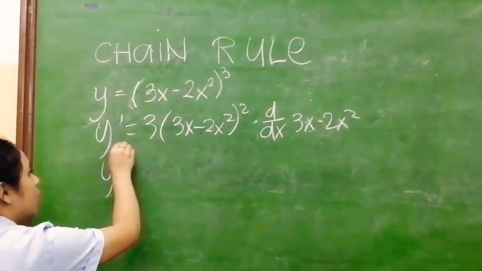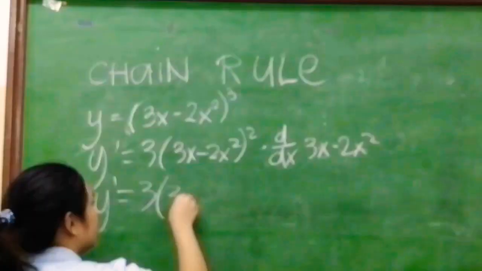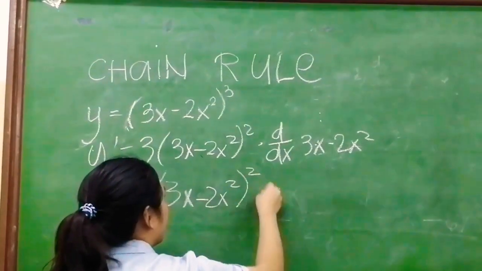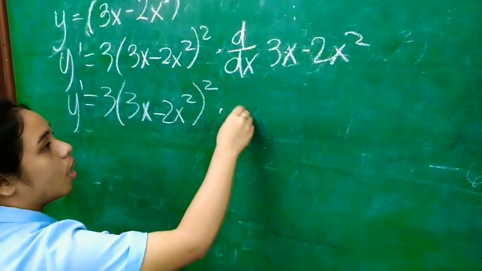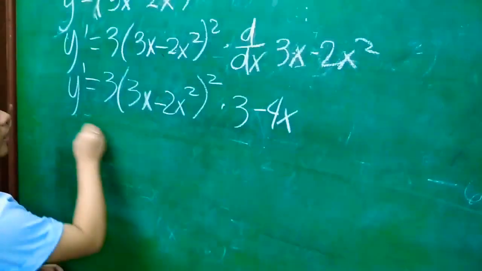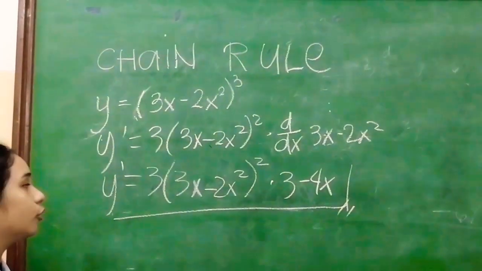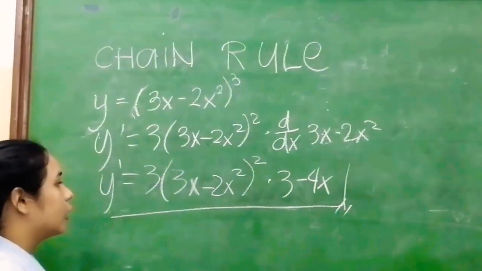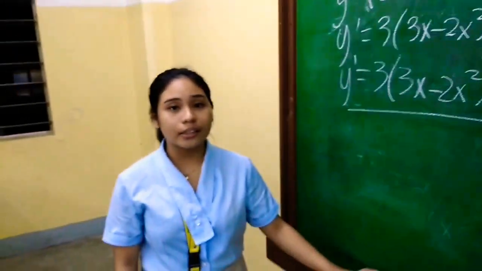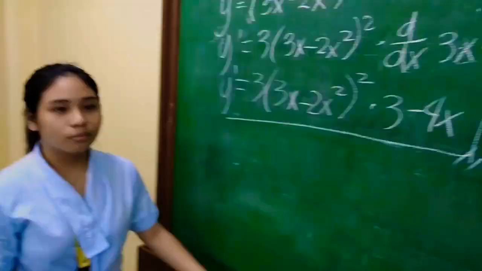On the second part of our function, y prime is equal to 3. Copy the first half of our work, 3x minus 2x squared raised to the second power, multiplied by the derivative of the inside function, which is 3 minus 4x. And this is our final function. Y prime is equal to 3 multiplied by 3x minus 2x squared raised to the second power times 3 minus 4x, and that is how we use the chain rule in this function.